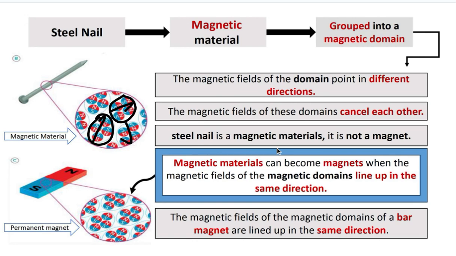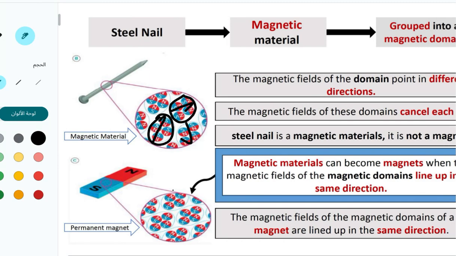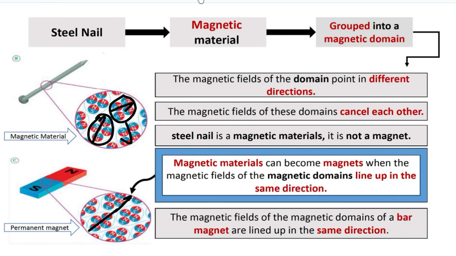Magnetic materials can become magnets when the magnetic fields of the magnetic domains line up in the same direction, and we will see that on the next slide. When we look at a permanent magnet, such as this bar magnet, we can notice that the domains are all pointing in the same direction. So all of these domains are pointing in the same direction. This is why it's called a permanent magnet.